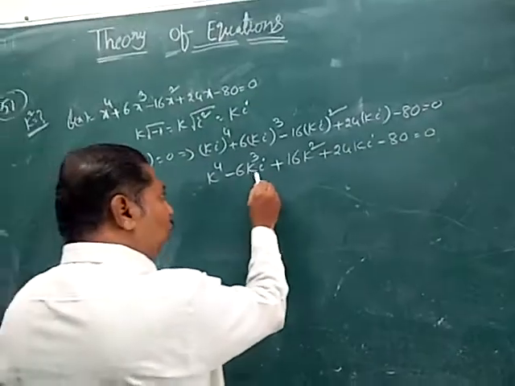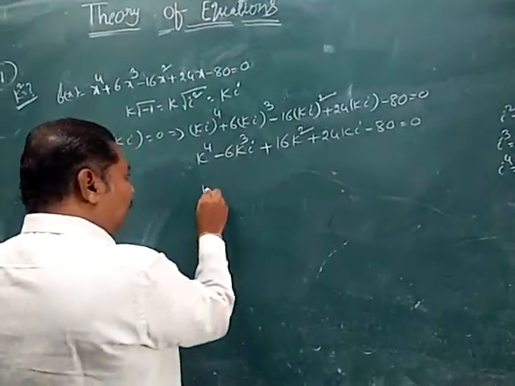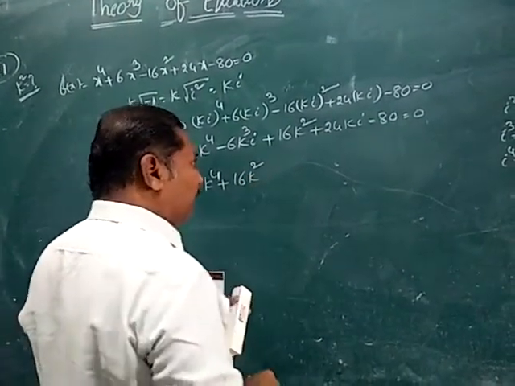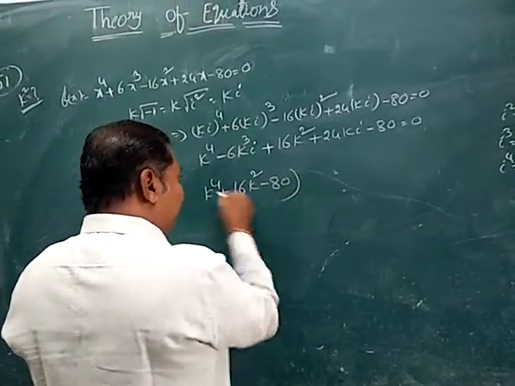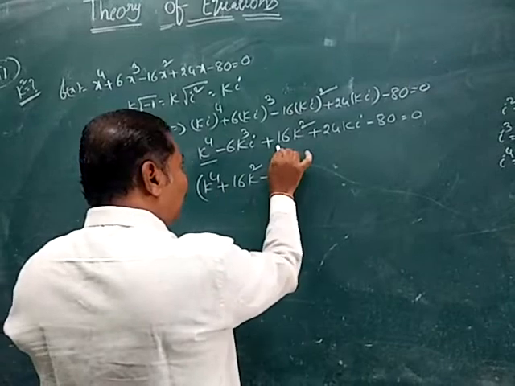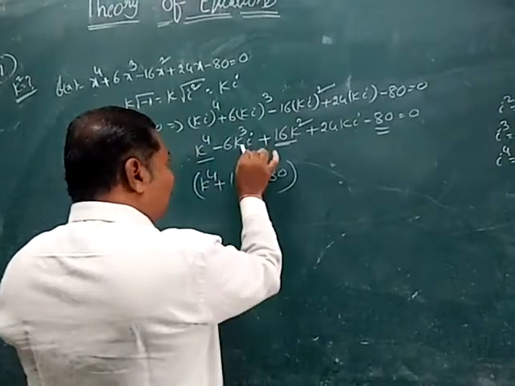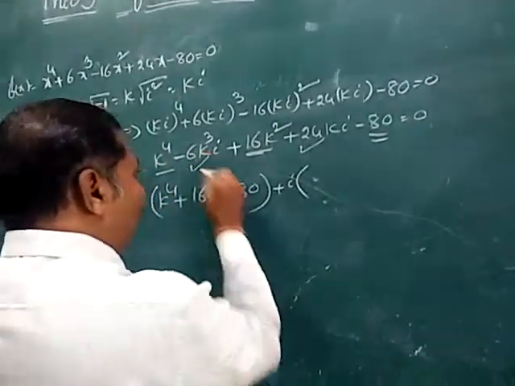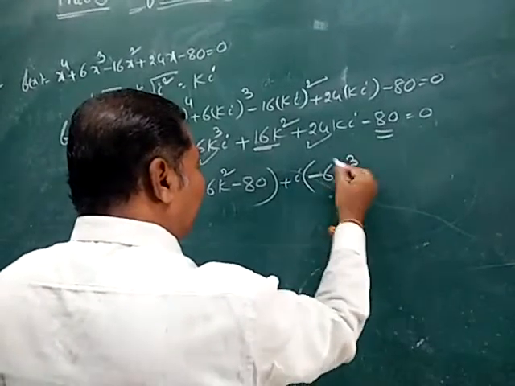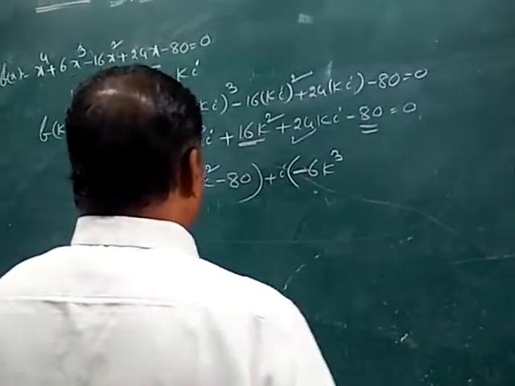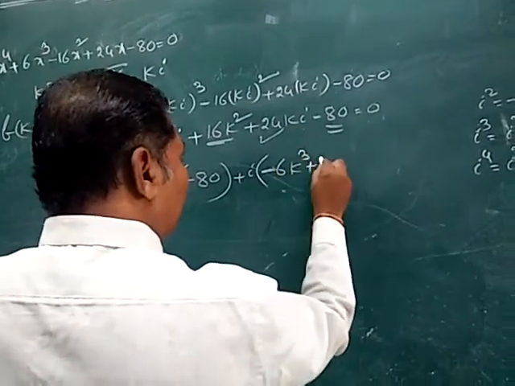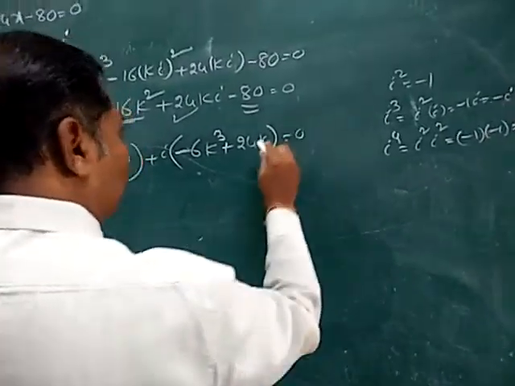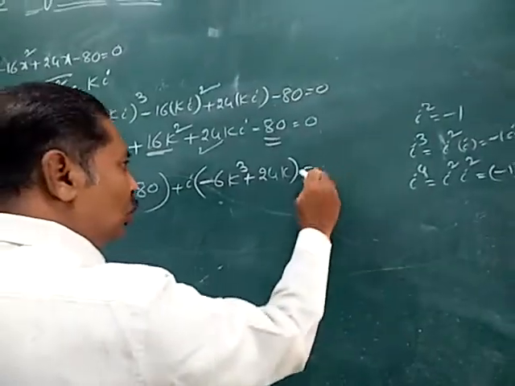There are 2k terms. k power 4 plus 16k square minus 80, these three, 1, 2, 3. Take i common: minus 6k cube plus 24k equals 0. 0 means 0 plus i0.